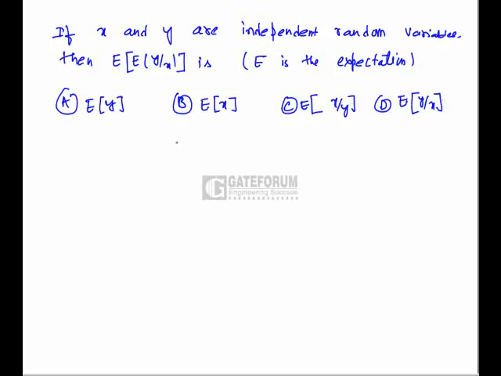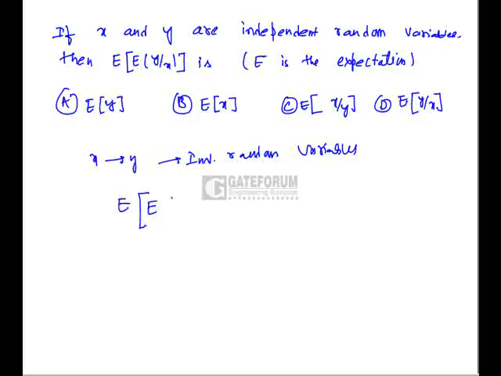Now in this problem, it is given that X and Y are independent random variables, and we have to find the expectation of y by x. Now we know that the expectation of y by x is nothing but a constant, that is y. So it will be the expectation of y. So the answer is option A.